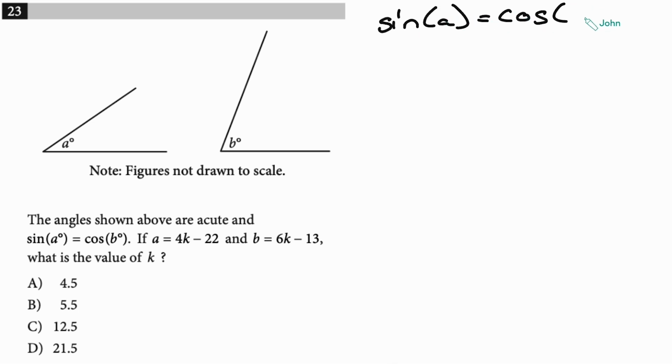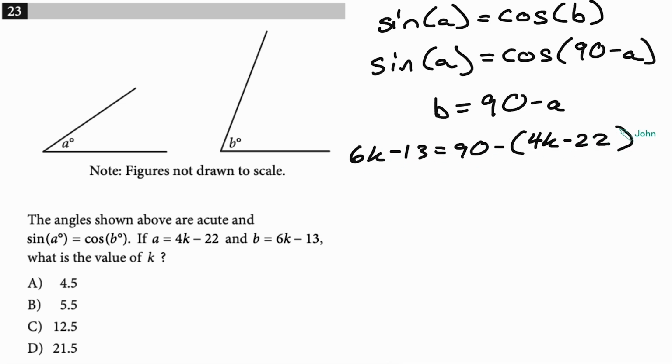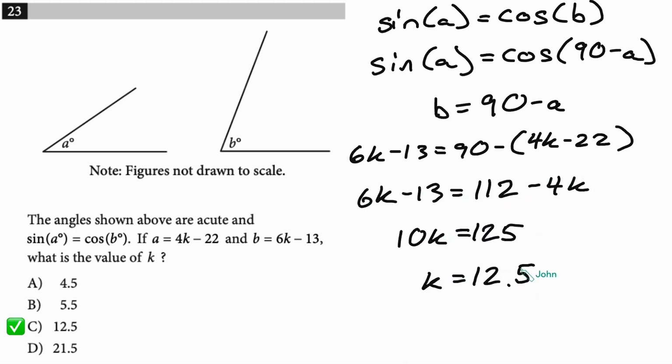Sine of A is equal to cos B, and we also have that sine of A is equal to cosine of 90 minus A. So the critical insight here is that B must be equal to 90 minus A. Once we have that, then a straightforward substitution ensues. We're left with one equation and one unknown, and that comes out to k is equal to 12.5.